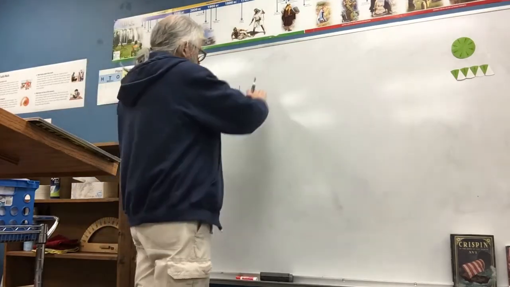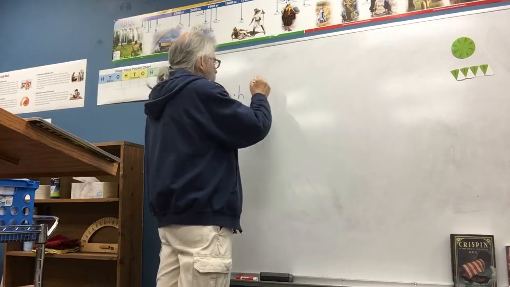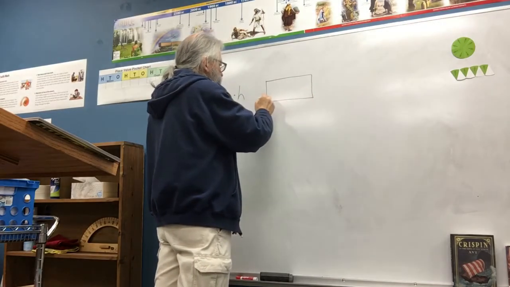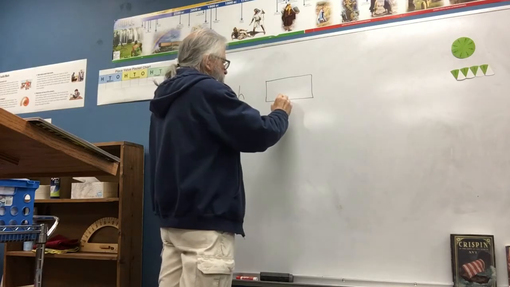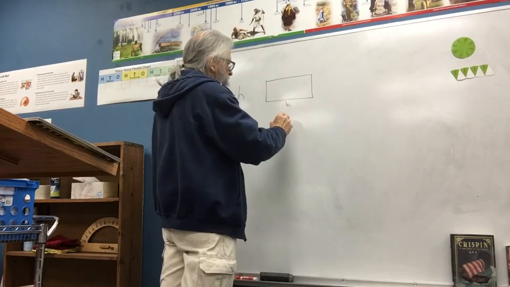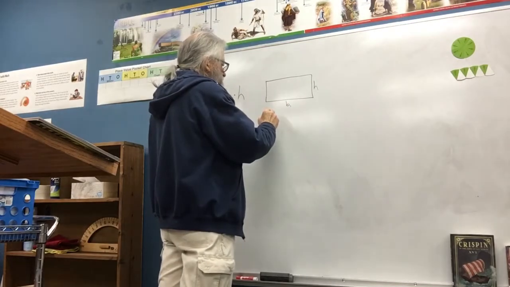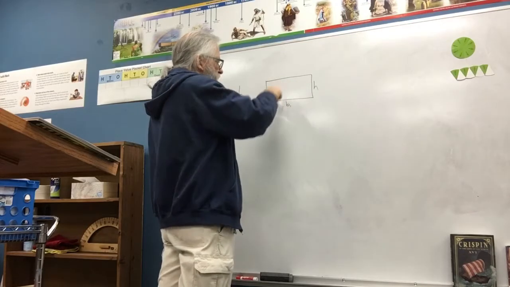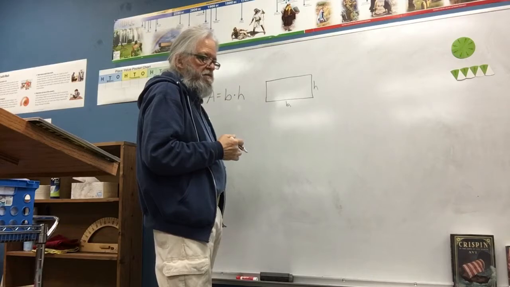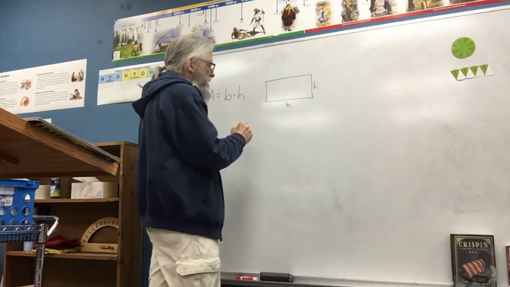So just remember, just real quick in review, that if you have any kind of a rectangle, including a square, you're going to take one of the bases, okay, times one of the heights. Even though you have two heights, two bases, you're only doing one base times one height, okay? So just keep that in mind, all right?